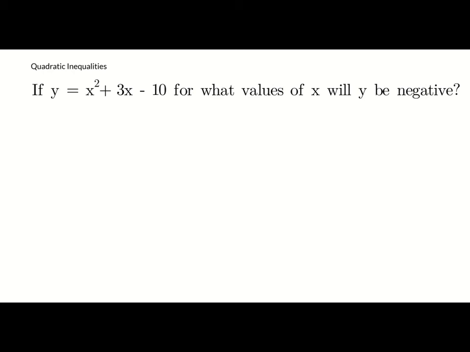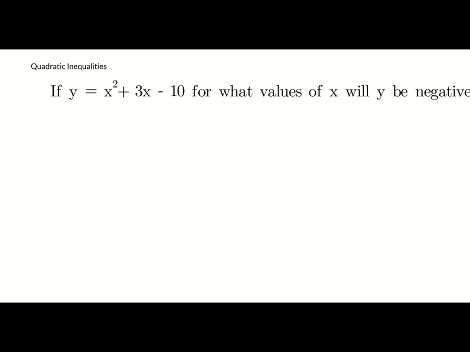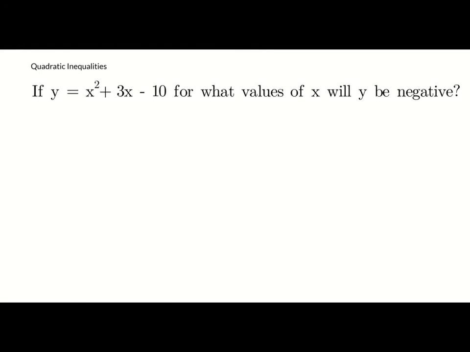In this video, we're going to be looking at solving quadratic inequalities. So this question says, if y is equal to x squared plus 3x minus 10, for what values of x will y be negative? Now, negative implies less than 0. So essentially, what we're trying to solve is x squared plus 3x minus 10 less than 0.